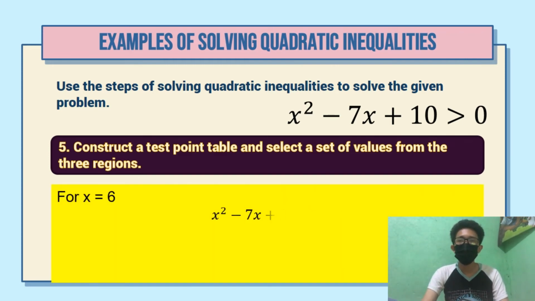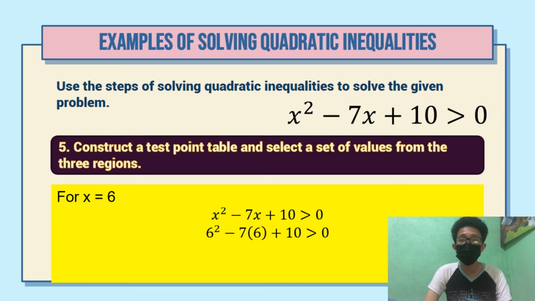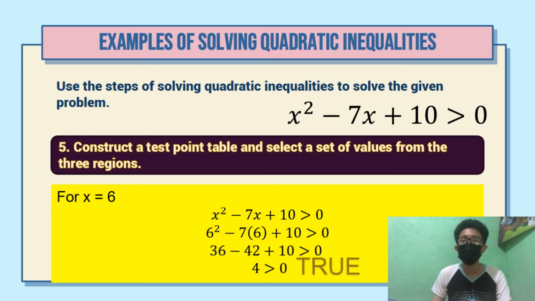Number 3, x squared minus 7x plus 10 is greater than 0. We substitute again the value of x, which is 6. So 6 squared minus 7 times 6 plus 10 is greater than 0. 6 squared is 6 times 6, which is 36, minus 7 times 6 is 42, plus 10 greater than 0. So 36 minus 42 is negative 6, plus 10, which is equal to 4. So 4 is greater than 0 as region 3. All positive numbers must be greater than 0. So 4 greater than 0 is considered true.